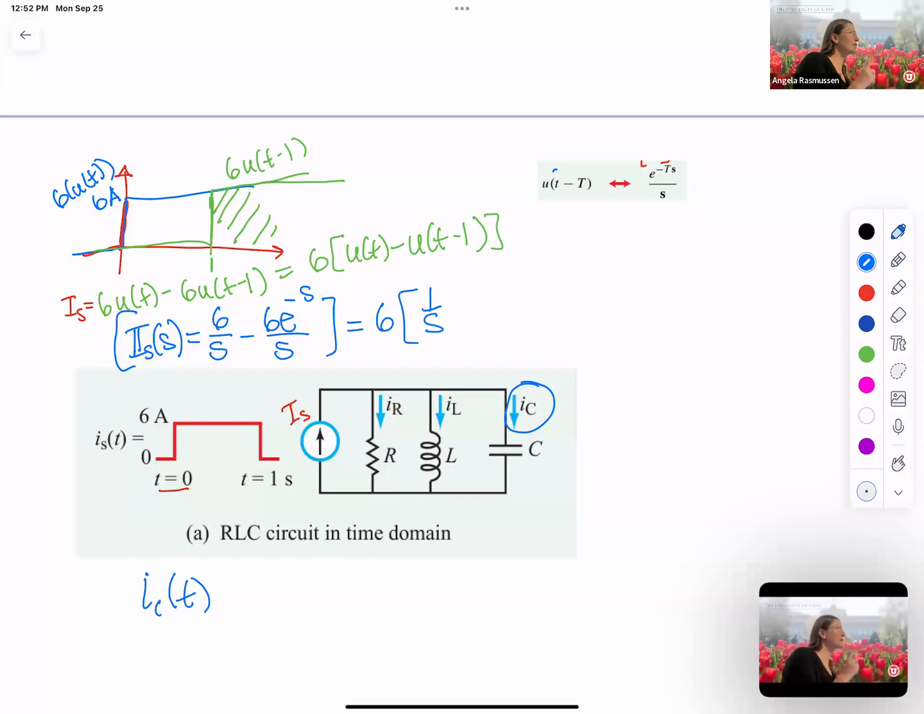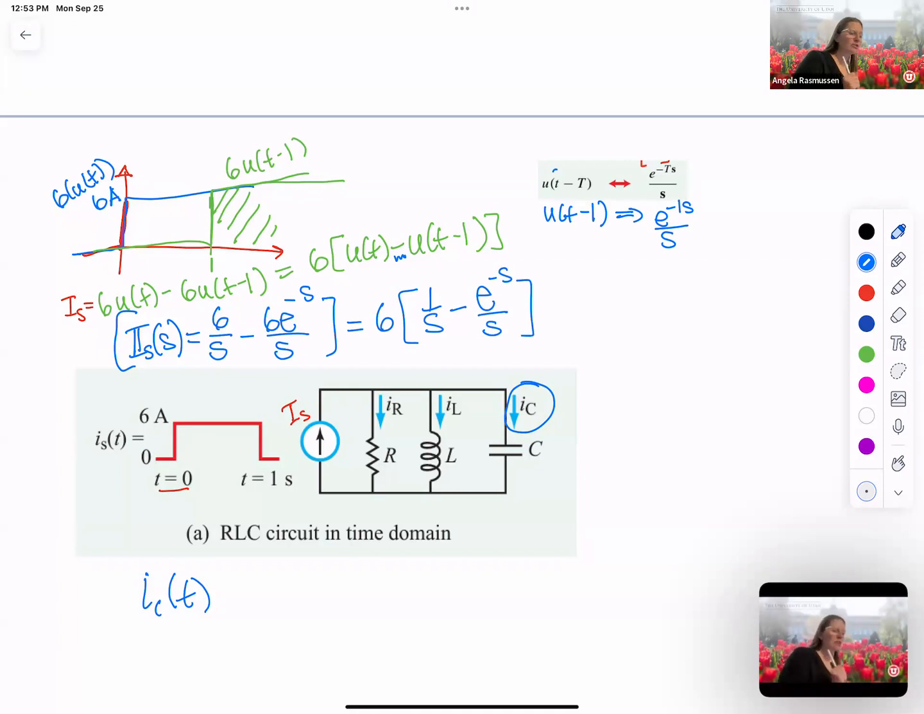Whoever asked me that, do you guys all see that 1 over s from the u of t? Okay. Then I also have a minus here, so I just leave the minus there. And then u of t minus 1 translates to e to the minus 1s over s. So then I can just rewrite that one. Whoever asked me to explain that, did that make more sense?